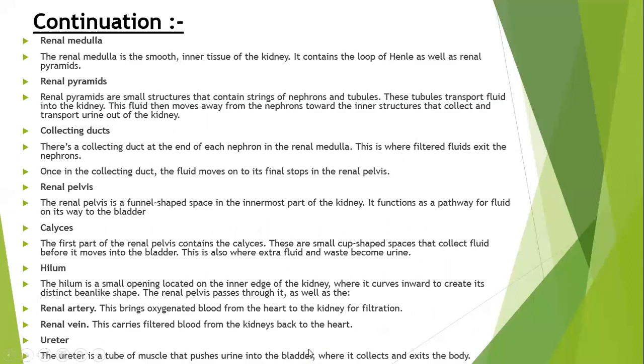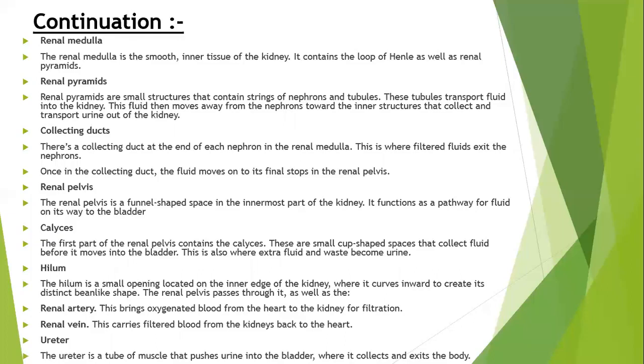Renal medulla. The renal medulla is the smooth inner tissue of the kidney. It contains the loop of Henle as well as the renal pyramids. What are the renal pyramids? Renal pyramids are small structures that contain strings of nephrons and tubules. What is the collecting duct? There is a collecting duct at the end of each nephron in the renal medulla. This is where filtered fluid exits the nephron.